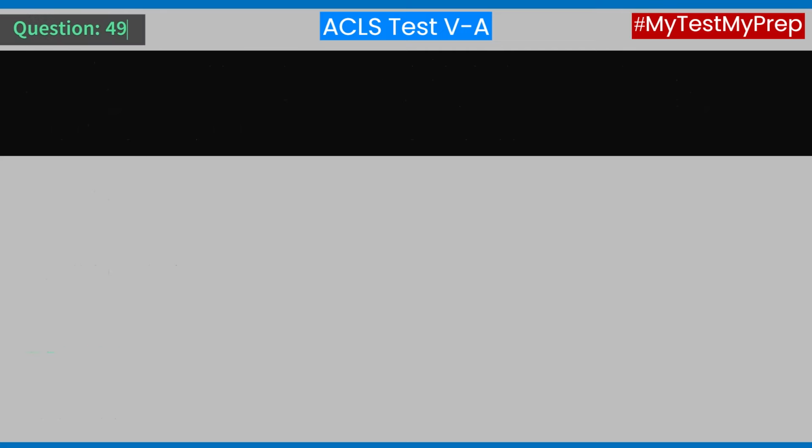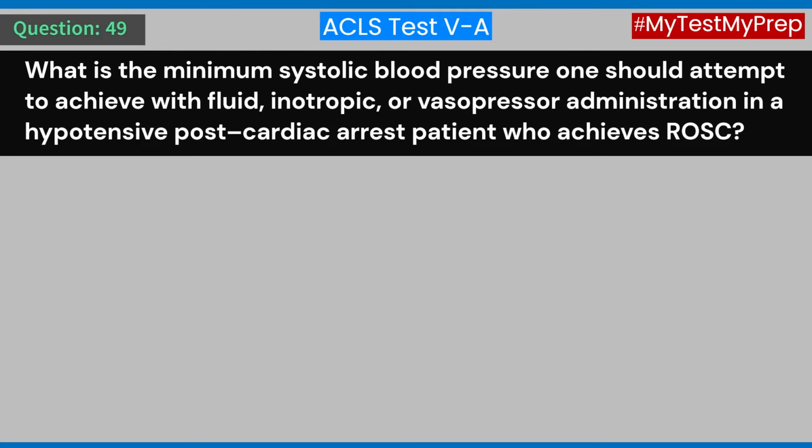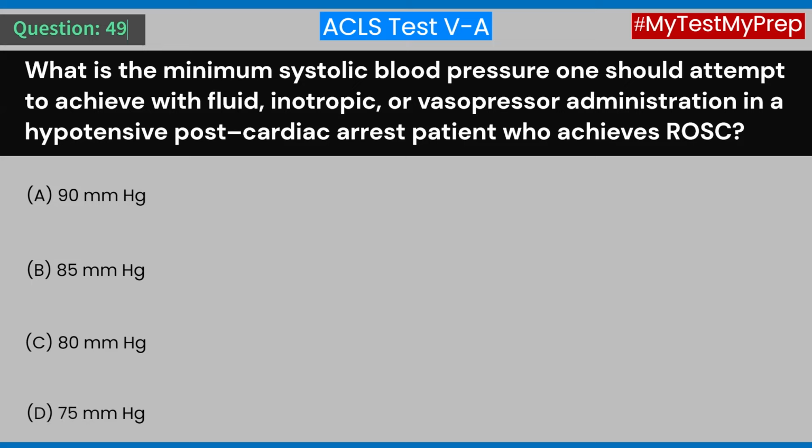Question 49. What is the minimum systolic blood pressure one should attempt to achieve with fluid, inotropic, or vasopressor administration in a hypotensive post-cardiac arrest patient who achieves ROSC? A. 90 millimeters of mercury. B. 85 millimeters of mercury. C. 80 millimeters of mercury. D. 75 millimeters of mercury. Answer: A. 90 millimeters of mercury.